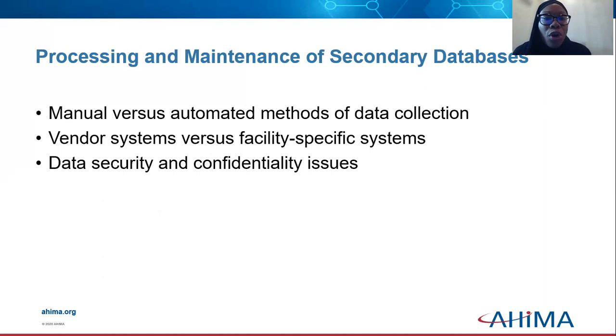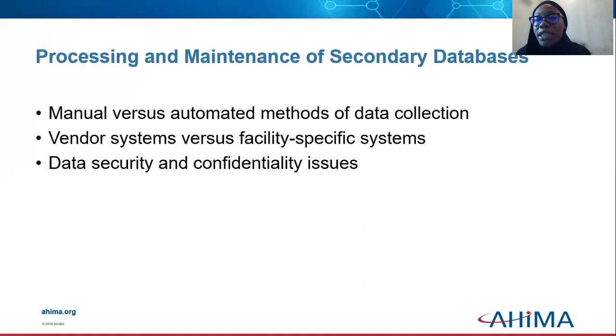Okay, so processing and maintenance of secondary databases. Although registries and databases are almost universally computerized, data collection is sometimes done manually. The most frequent method is abstracting, which we also talked about already. Abstracting is the process of reviewing the record and entering required data elements into a database.